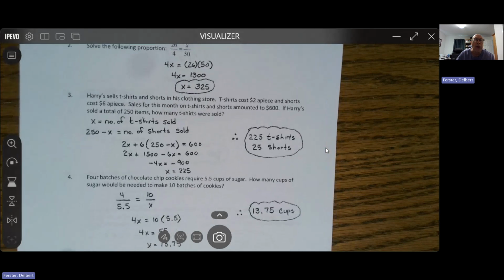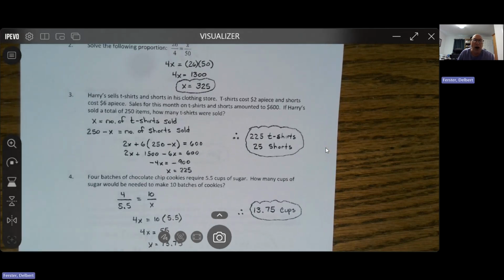Problem 4. All right, 4 batches of chocolate chip cookies need 5.5 cups of sugar. The question says, how many cups of sugar would it take if we wanted to make 10 batches of cookies? It's a proportion problem. I set it up that way. The left side fraction represents 4 on top, and that's the number of batches of cookies that you could make with 5.5 cups of sugar.